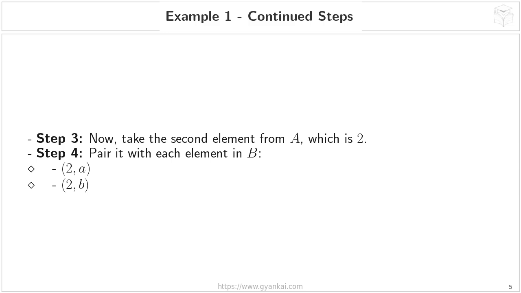In the next step, we'll finish this process by taking the last element from set A and pairing it with everything in set B. Keep in mind that it's crucial to pair every element from A with every element from B to get the complete Cartesian product.